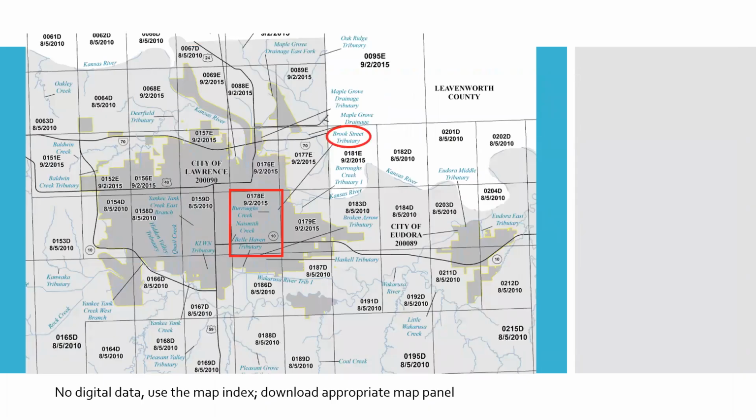So if you don't know which panel you need to find this site, then you would open the first effective product, which is the index map, and then this will show you basically a map of all the panels. And then based on these general landmarks in the general area within the community, you should be able to find which map panel you need. And so I have 0178E here, and then you can see Brook Street Tributary is labeled on that.